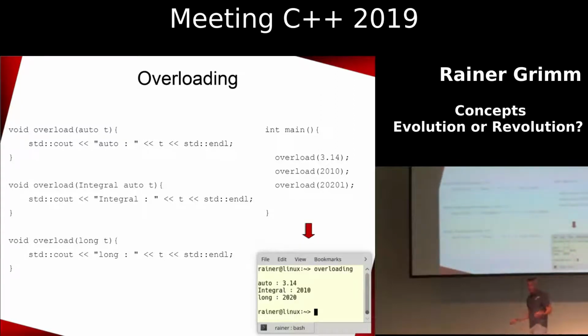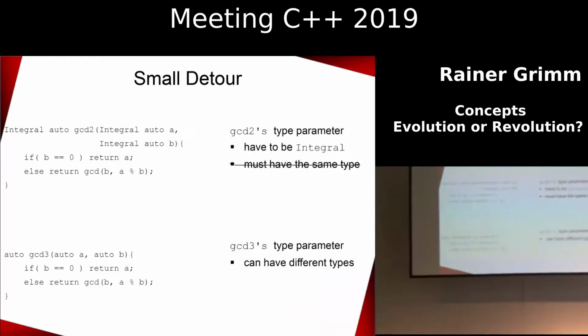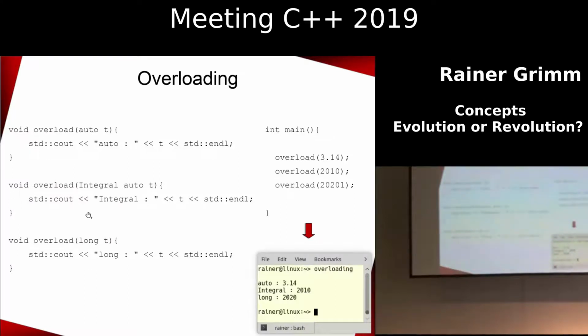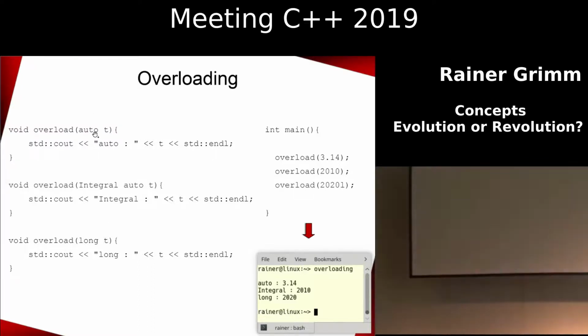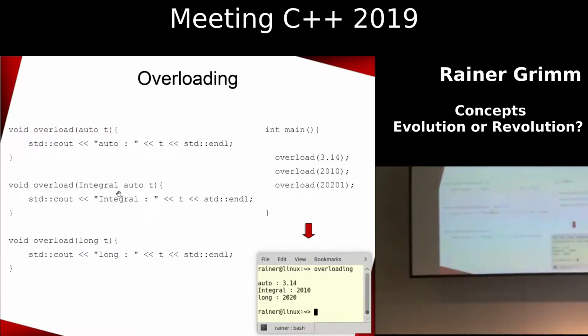What can you do? Just overload on concepts. You see, I have a function which I overloaded on auto, meaning on an unconstrained placeholder. I have a function overload on a constrained placeholder, on a concept. And I have a concrete function which I overloaded on long. When I now invoke it, as ever, the best fitting function is chosen. In case of double, I go with this general case. In case of an int, I go with integral auto. In case of a long int, I go with long int. So you can overload also on concepts.